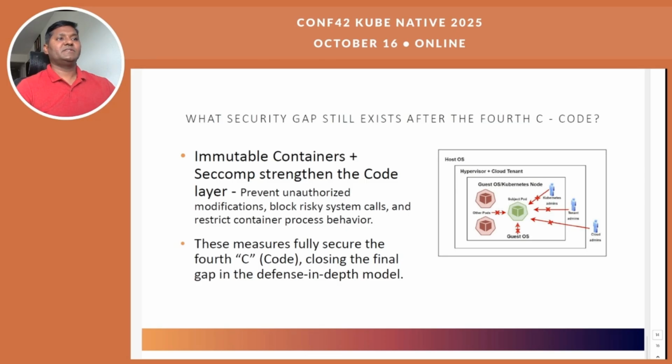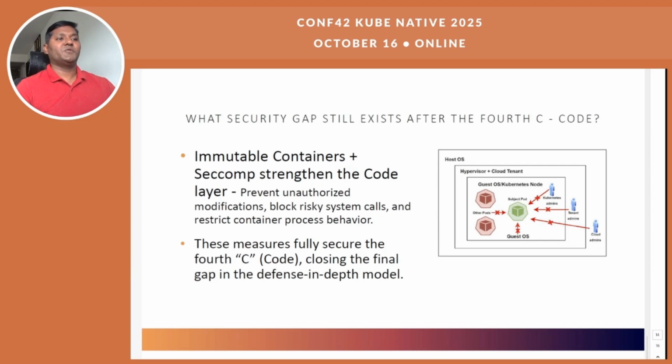At this stage, the defense in depth model is fully implemented. Every layer from cloud to code now has its own set of protections. With immutable containers, system call restriction, and real-time monitoring in place, the code layer effectively closes the last known gap. At this point, there are no remaining vulnerabilities within the defined layers. All the major attack surfaces from infrastructure to runtime have been addressed.